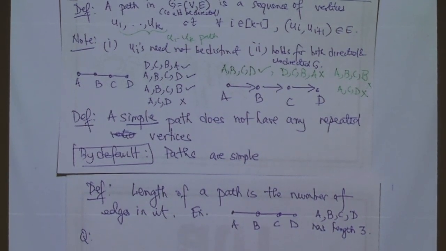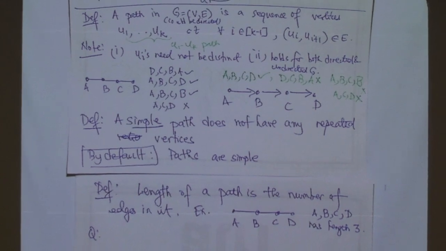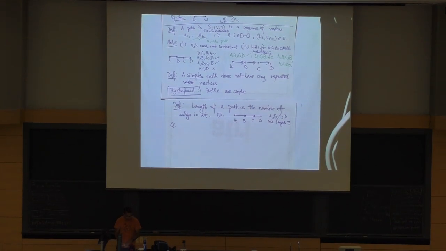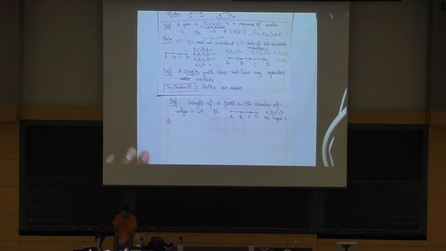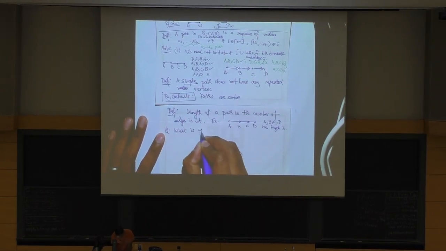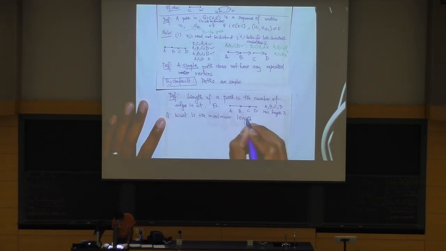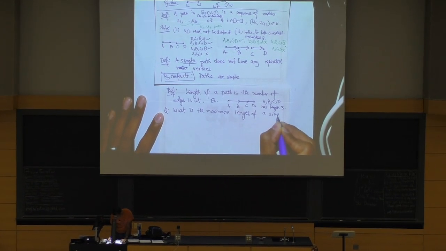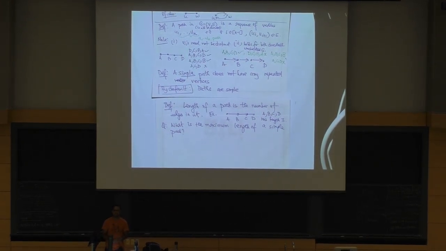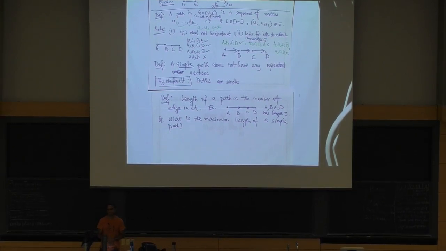Any questions? Everyone okay with all the definitions so far? Okay, if all of you are okay with the definitions, then I have a question for you. What is the maximum length of a simple path? You can use any of the definitions or notations that we've done so far. So talk to your friends for half a minute. Let me know if any questions. If not, tell me the answer to this question.